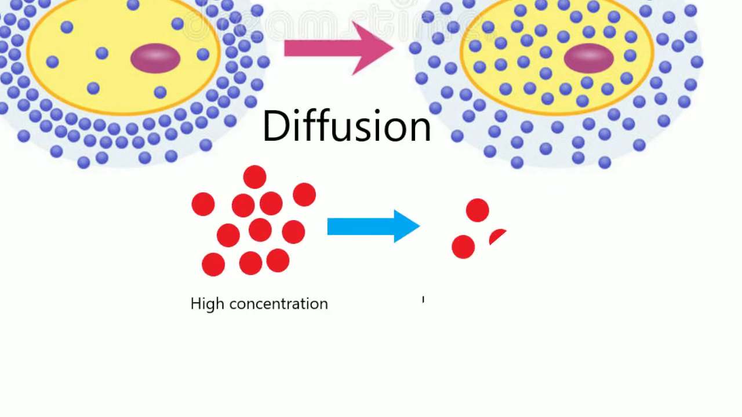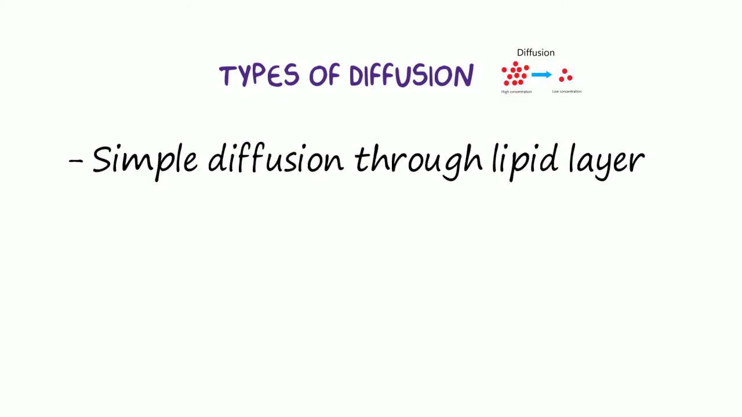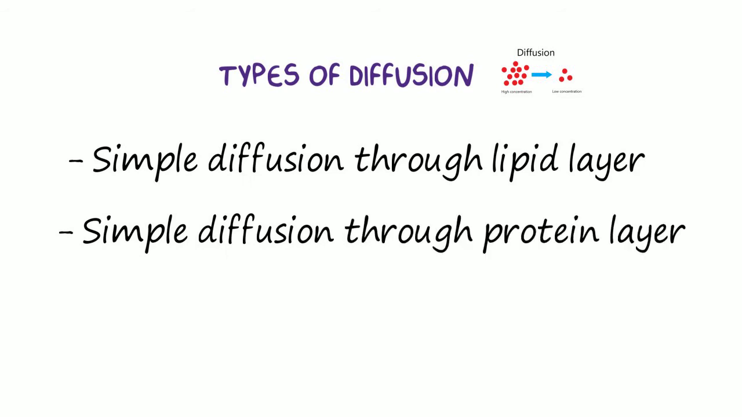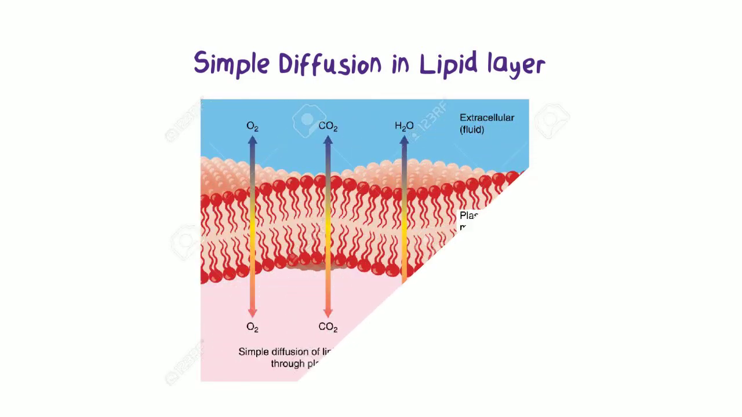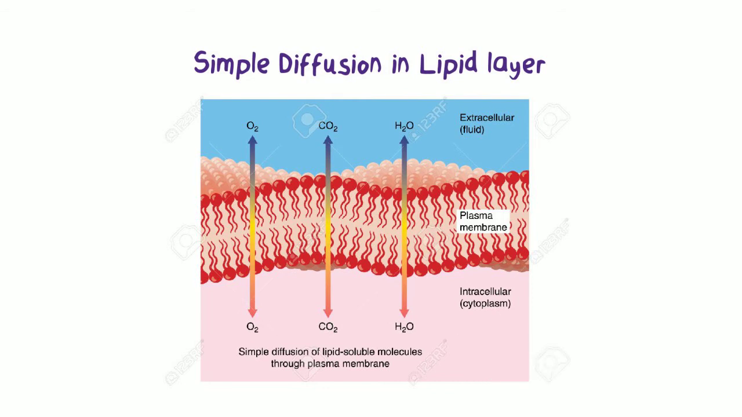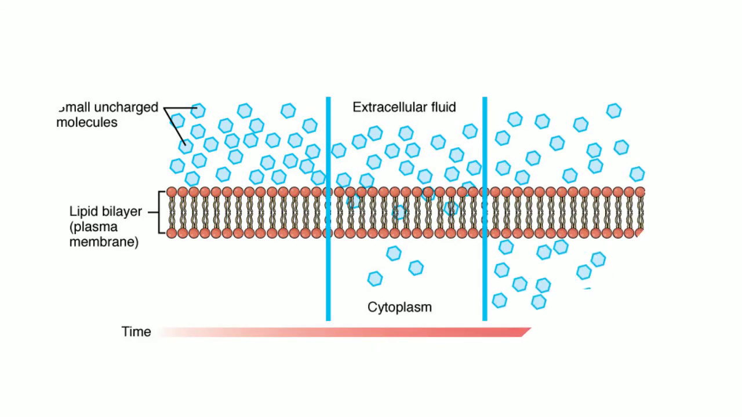Diffusion is of two types, namely simple diffusion and facilitated diffusion. The simple diffusion can be either through the lipid layer or the protein layer. And the facilitated diffusion can also be called the carrier-mediated diffusion. Talking about the simple diffusion through the lipid layer, we know that the lipid layer of the cell membrane is permeable only to the lipid-soluble substances, and these are oxygen, carbon dioxide, and alcohol. And diffusion through the lipid layer is directly proportional to the solubility of these substances in the lipids.